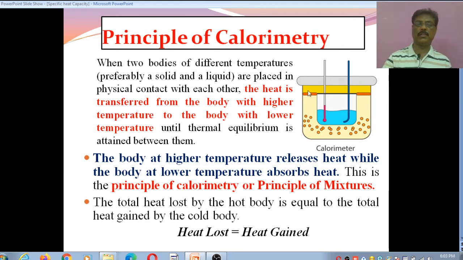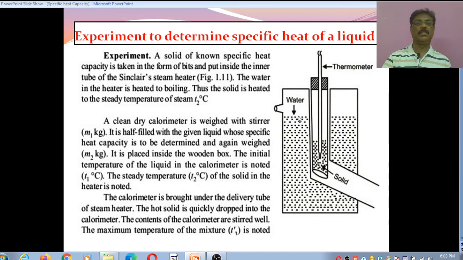So you have taken such a calorimeter, a dry calorimeter. First of all, we have to take the dry calorimeter, and you have to take its weight. A clean dry calorimeter is weighed. So you take the weight of the calorimeter with the stirrer, let it be M1. M1 is the mass of the dry calorimeter with the stirrer.